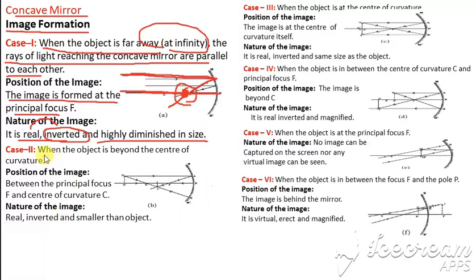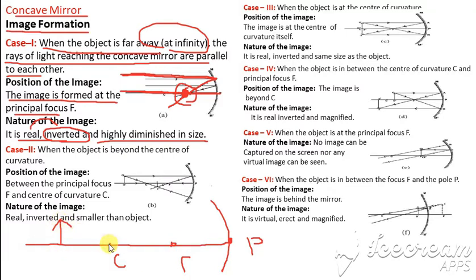Next is when the object is beyond the center of curvature. If this is the pole, this is the center of curvature, this is the principal axis and this is the focus, then the object is placed beyond the center of curvature. First a ray comes from here, parallel to the principal axis. A ray parallel to the principal axis passes through the focus.